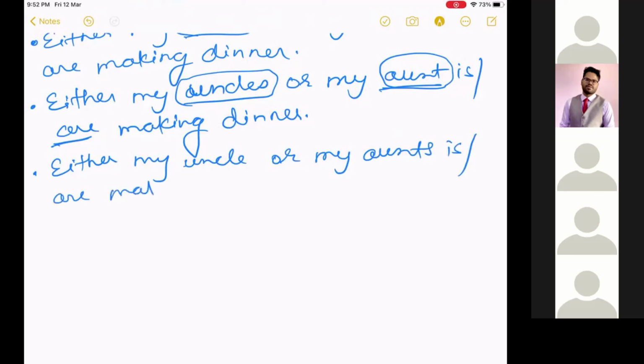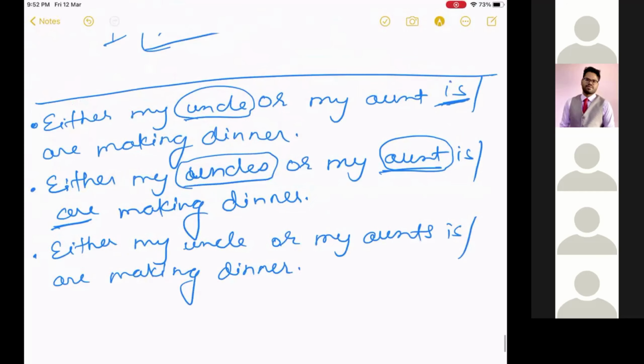Either my uncle or my aunts are, I think, the third sentence. Prakash sir? Sir, the first one is is, and the last two are are. First one is is. Second one is are and are. Second one is are. Okay. And the third one is are.